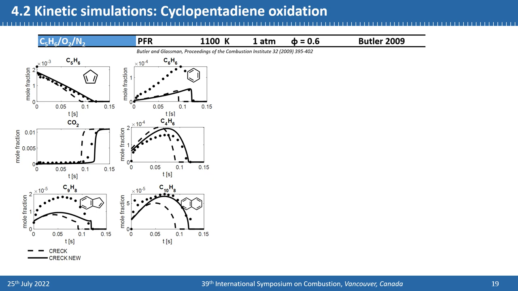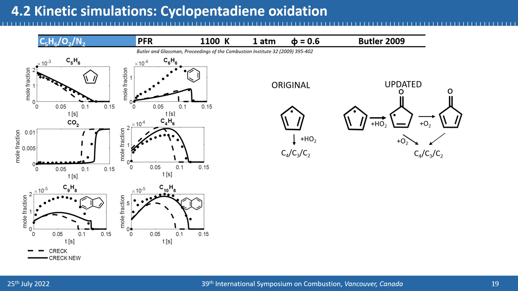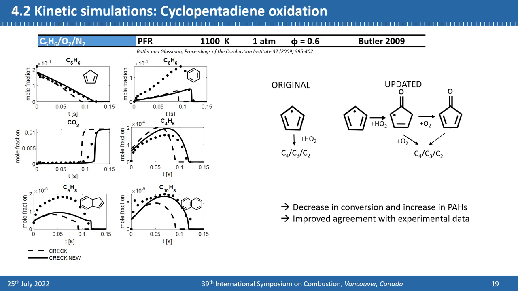And the main reason for the change in cyclopentadiene conversion is that in the original mechanism, the oxidation of cyclopentadienyl would directly produce C4 and smaller species, while in the updated version, the formation of smaller products is mediated through the oxygenated species. And this results in a higher concentration of cyclopentadienyl, which favors PAHs over the oxidation products.